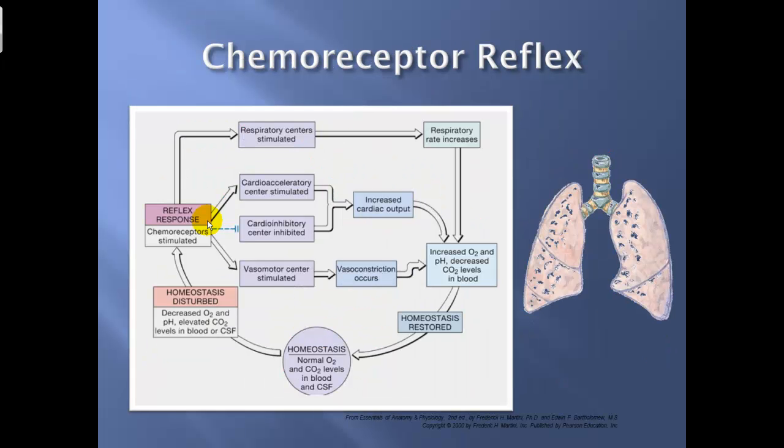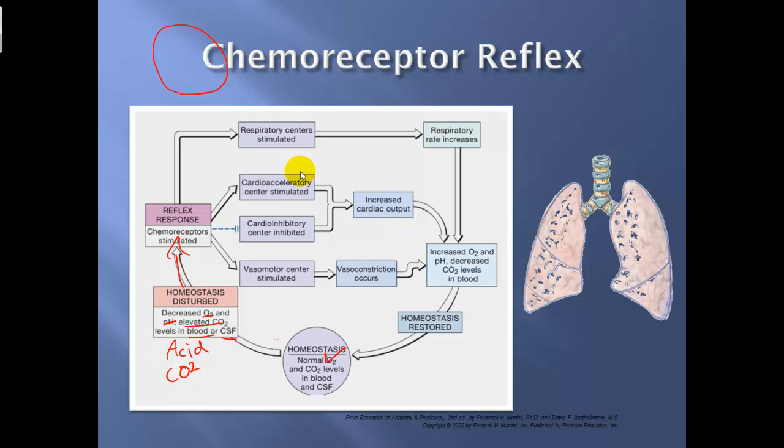Chemoreceptor reflex. This one doesn't have a lower half, so it's going to kind of look like a circle. Starts off with homeostasis. A decrease in the amount of O2 or the pH. This guy is becoming more acidic. Elevated CO2. So they're retaining CO2 or their cellular metabolism doesn't have enough oxygen going to it. And this would be in the blood and the cerebrospinal fluid.